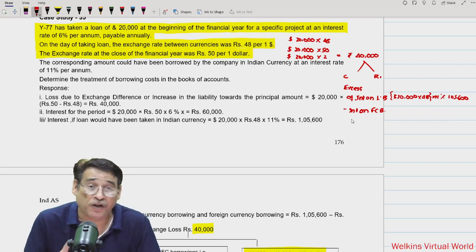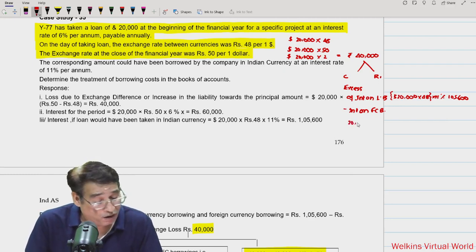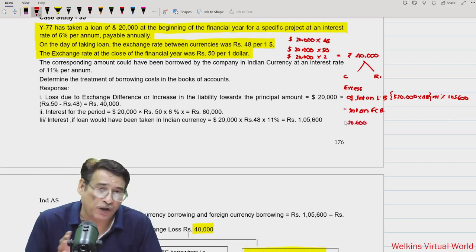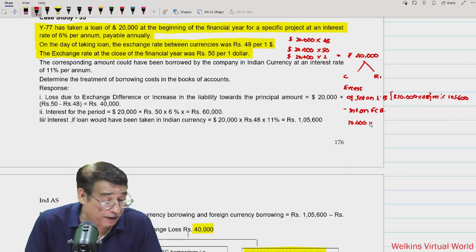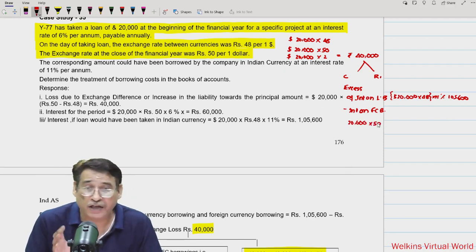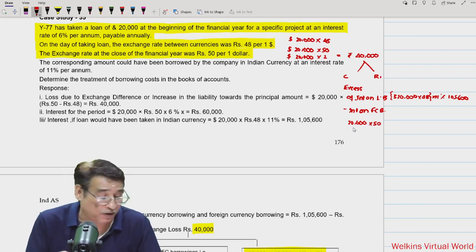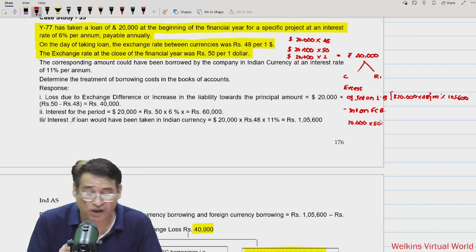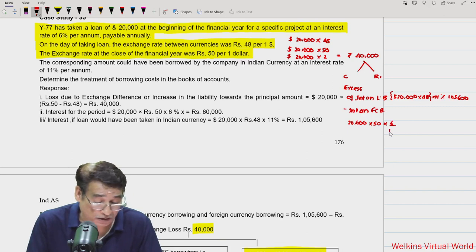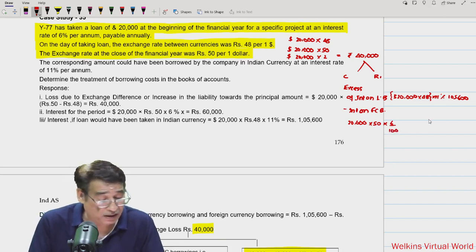Now I will compute interest on foreign currency borrowings. Foreign currency borrowing is $20,000, and at the end of the year I will have to pay the interest, so I will find the amount at the end of the year. 20,000 into 50, because the exchange rate is 50, and the foreign currency borrowing has been taken at 6%. So in this case, it will be equal to rupees 60,000.